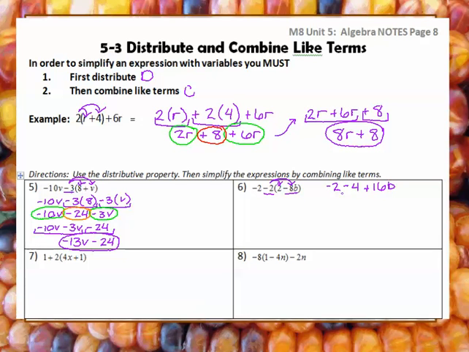Now, if you were watching, I skipped this step right here that we've been practicing with our distributive property. If you need to still show that step, go ahead, but I just skipped that step here whenever I'm doing my practice.